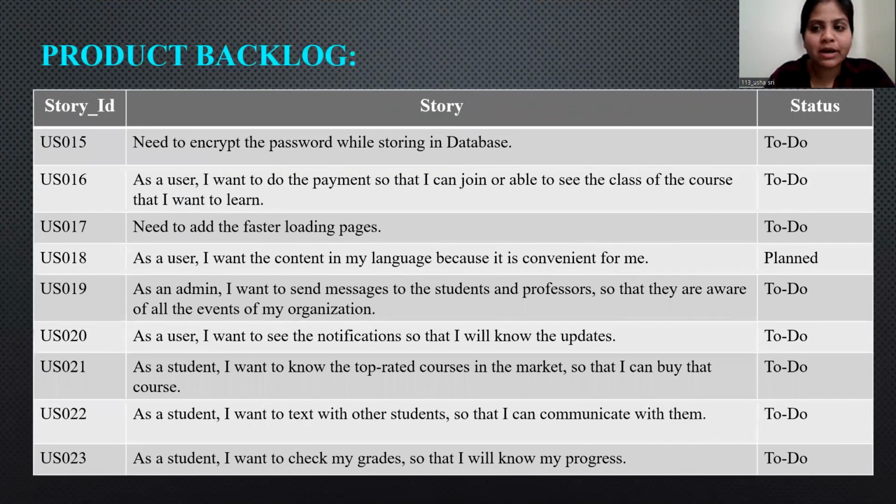And this is the product backlog. Here there are a few things that we have to do in the next sprint, which we have planned for the future, and which are partially completed. A few things are that we have to encrypt the password while storing it in the DB, so that it cannot be hacked by other people.